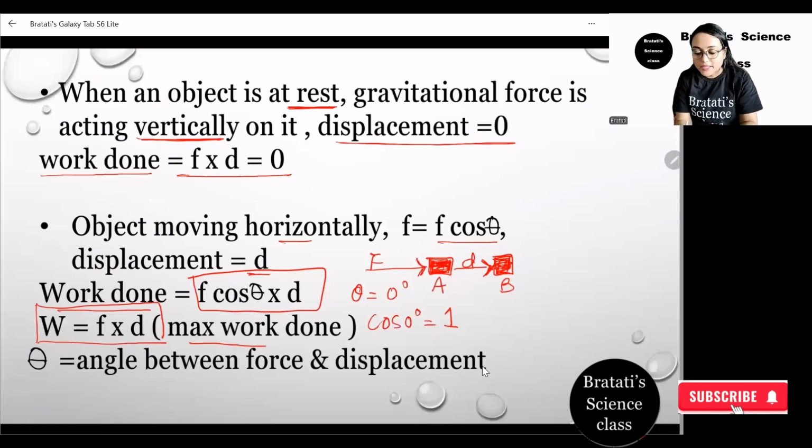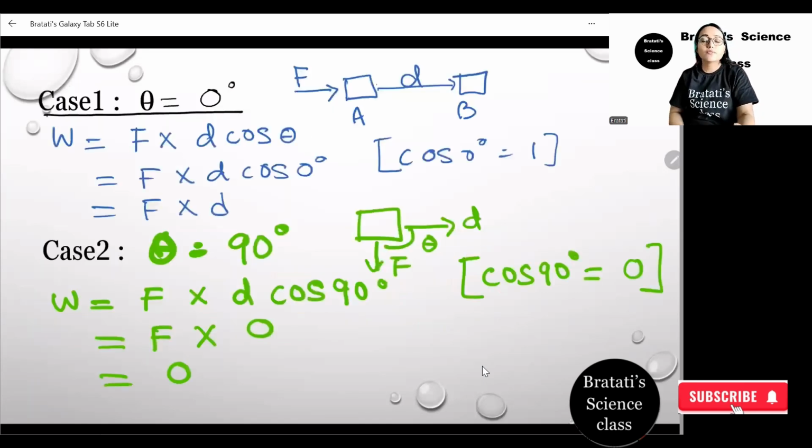That is, maximum work is done when the object is moving in the direction where the force is being applied, right? So remember W equals F into D. If you have theta's value, and F or D, you can find out the work done. Then there are different cases. So let us discuss the different cases.